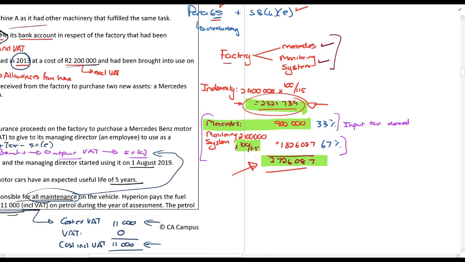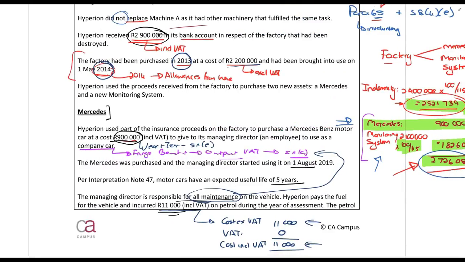The monitoring system, we use the cost excluding VAT. That means the total that we spent is 2,726,087. That means that Mercedes makes up 33% of that, and the monitoring system makes up 67% of that. So 33% of the recoupment and capital gain we will apportion on the Mercedes' method, and 67% of the recoupment and the capital gain we will apportion on the monitoring system method. Okay, so how do we do that?